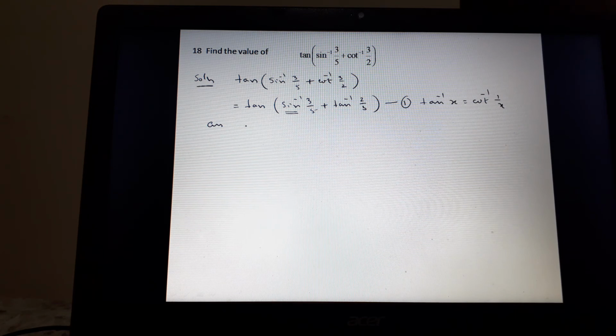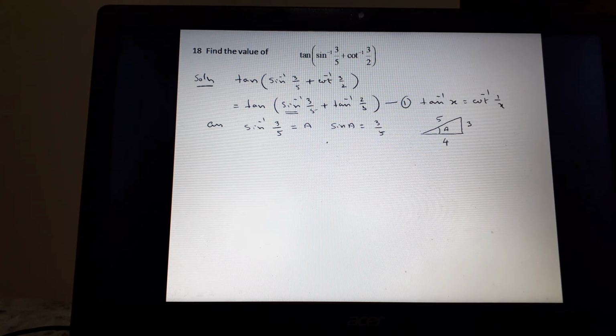Consider sine inverse 3 by 5. Let us take this as a. Therefore sine a will be equal to 3 by 5. So let me use a triangle method. Let me just draw a triangle here, such that this angle is a, opposite is 3, hypotenuse is 5. So definitely the adjacent side should be 4.